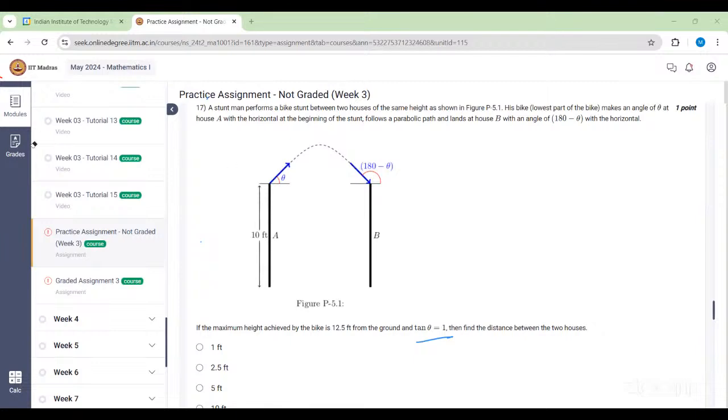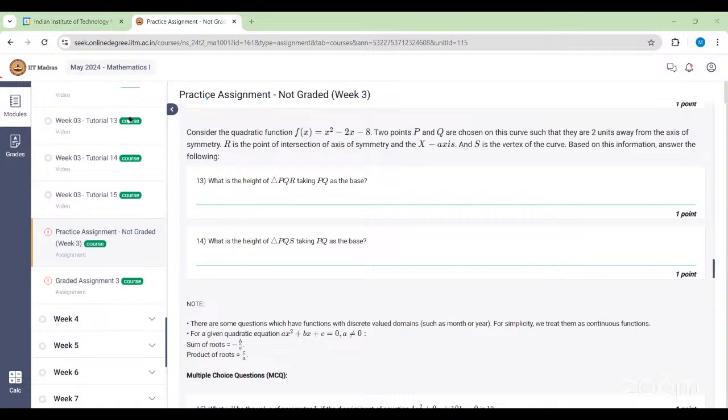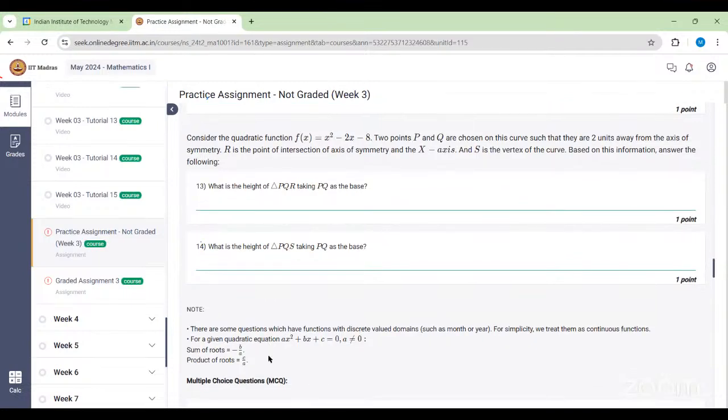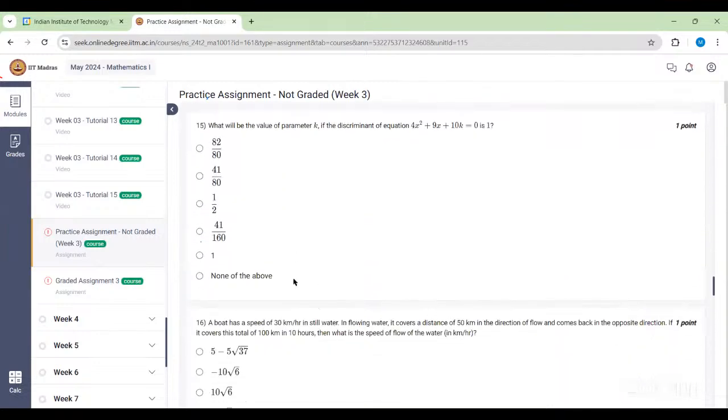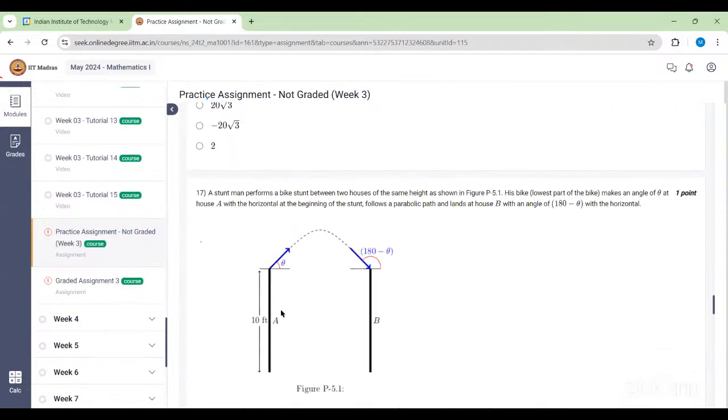Now let's go to any other question from the activity. Sorry, from the practice assignment, I have one question. In the 17th question, it's mentioned at the end that it lands at house B with an angle of 180 minus theta with the horizontal. Can you go to the question? Yeah, 17, last part.